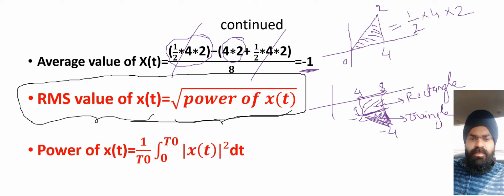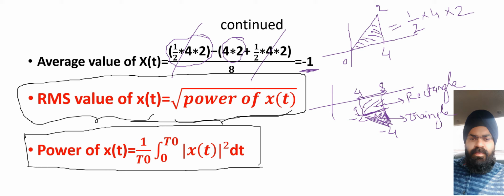So power of xt, what is the expression of power of xt? This is the expression of power of xt. Power of any signal xt is 1 over time period T naught, integration 0 to T naught, mod of xt square dt.